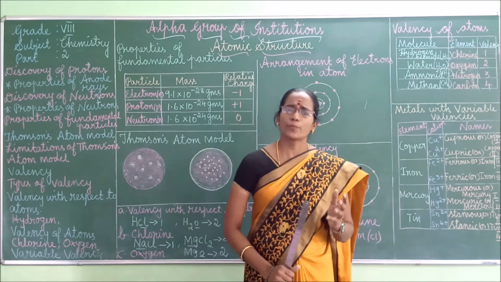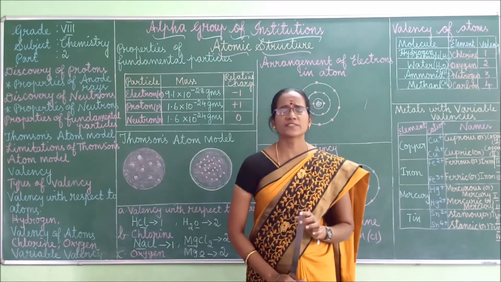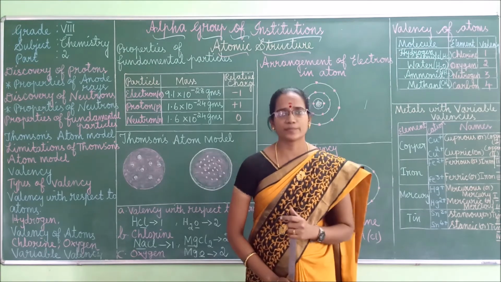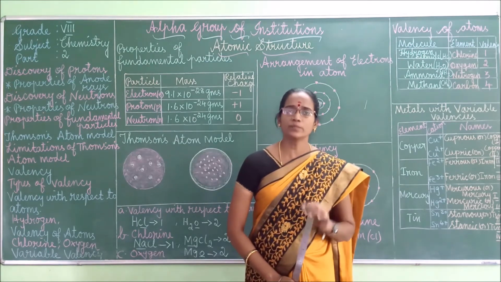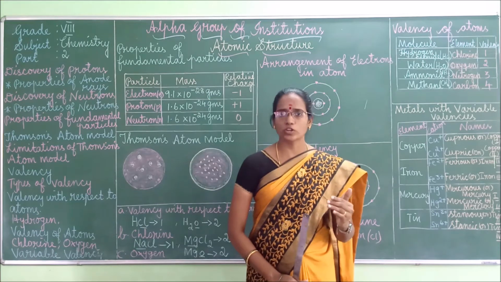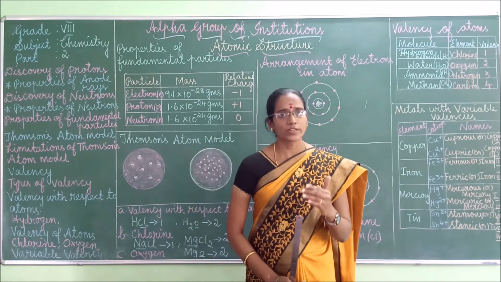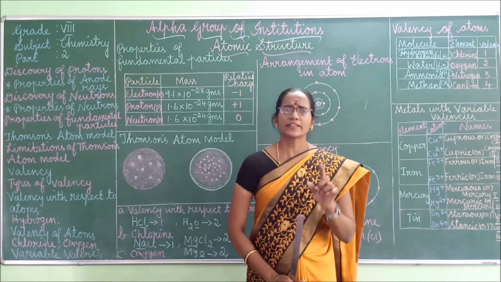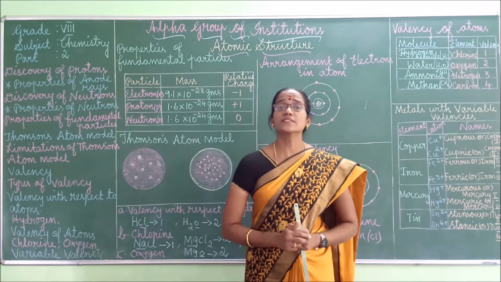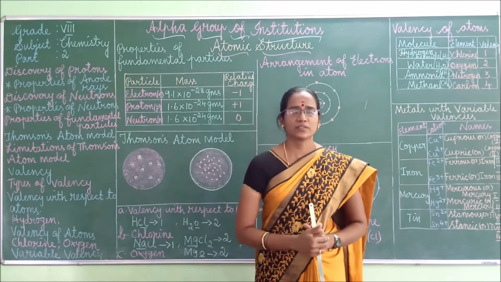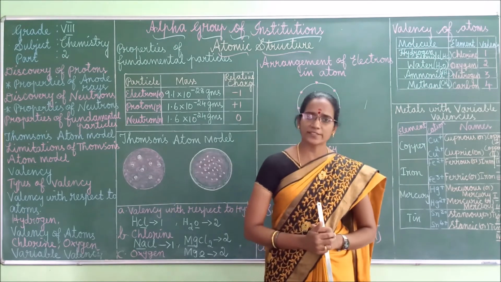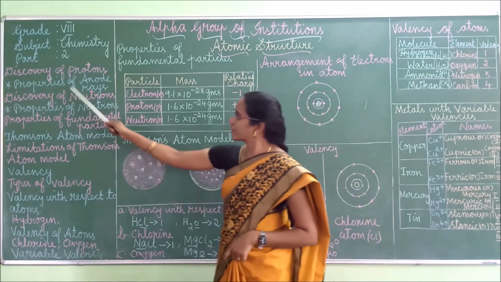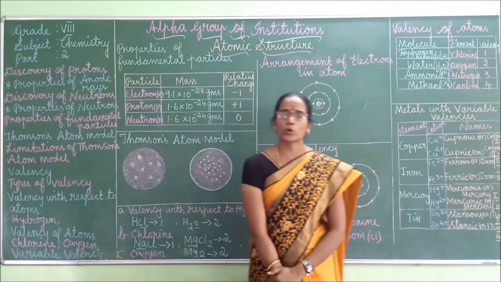The number of protons and electrons are equal in an atom. So in an atom, the total number of protons as well as electrons are equal. That is why an atom is electrically neutral. Understood, children? Shall we move to the next one? Next we can move to the discovery of protons.